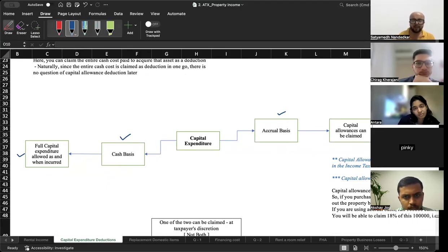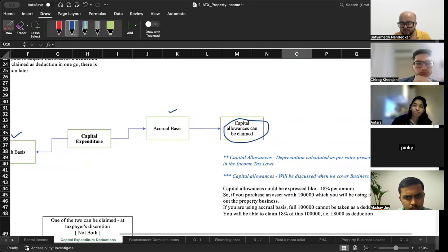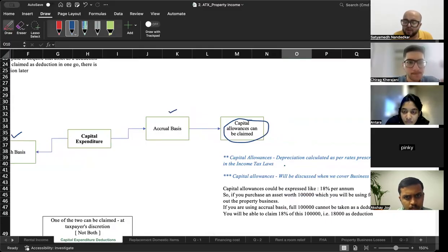Their approach of calculating depreciation is different, right? When we do financial reporting, we consider residual value, we consider useful life, then we apply a formula, and then we arrive at a rate. Here they have their own rates, they have their own methods of calculating depreciation, and income tax guys use the word capital allowance. What are capital allowances? Depreciation calculated as per rates prescribed in income tax laws. And of course we will discuss this later in trading income. What is capital allowance? It is income tax's depreciation in very simple terms.